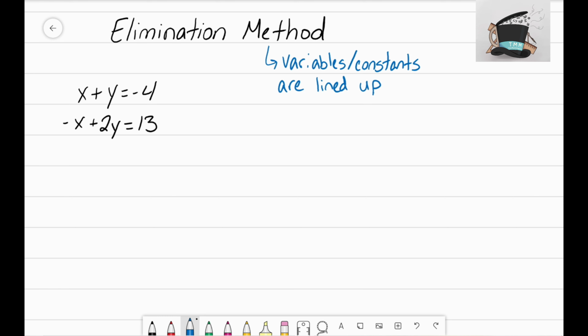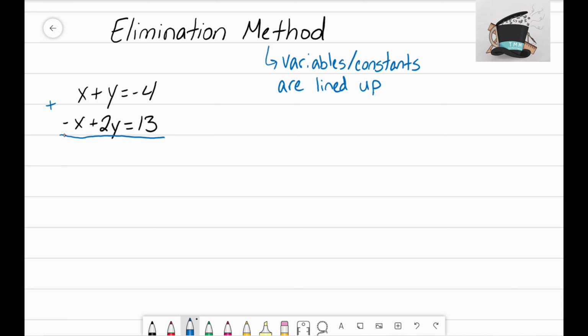So let's look here. What I want to do with these two equations is I want to put a big plus sign on the side and a giant equal sign underneath, because I want to add those two equations together in hopes that we can eliminate a variable.